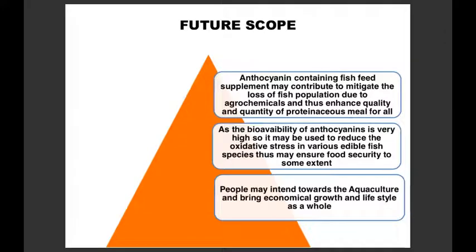If we restore the intoxicated fish to the normal level, then we can attract many more people to aquaculture and generate more ecological growth and a better lifestyle as a whole. Also, the bioavailability of anthocyanins is very high, so it may be used to reduce oxidative stress in various edible fish too. The toxicity level will also go down, and anthocyanin-containing fish feed supplements may contribute to mitigating the loss of the fish population, thus increasing the proteinaceous food for mankind.